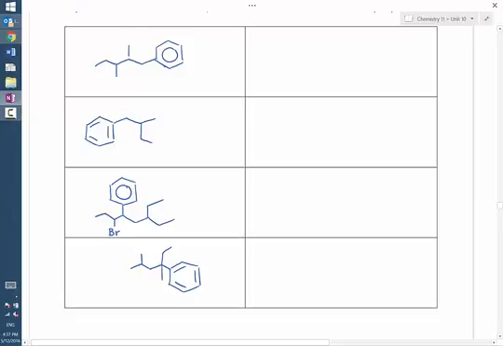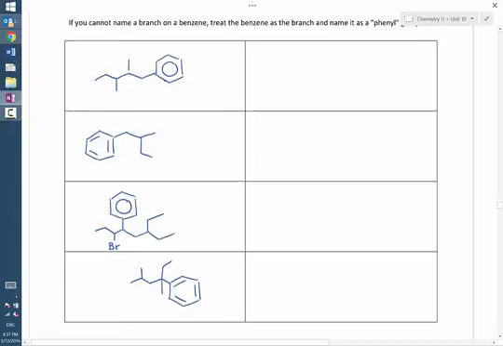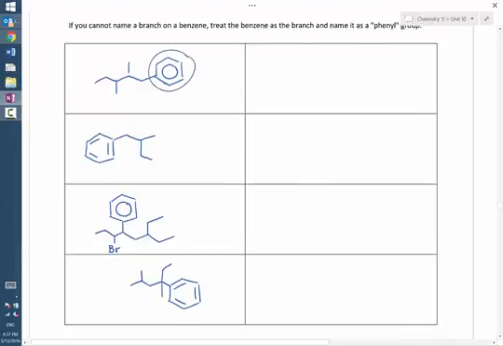Alright, these guys are hard to name because if we were to consider the benzene ring as the parent or the main chain, the main constituent, then we have to name the branch that comes off it. And the question is, how do we name a branch that's got its own branches? We can't. So we have a second naming system for such structures.